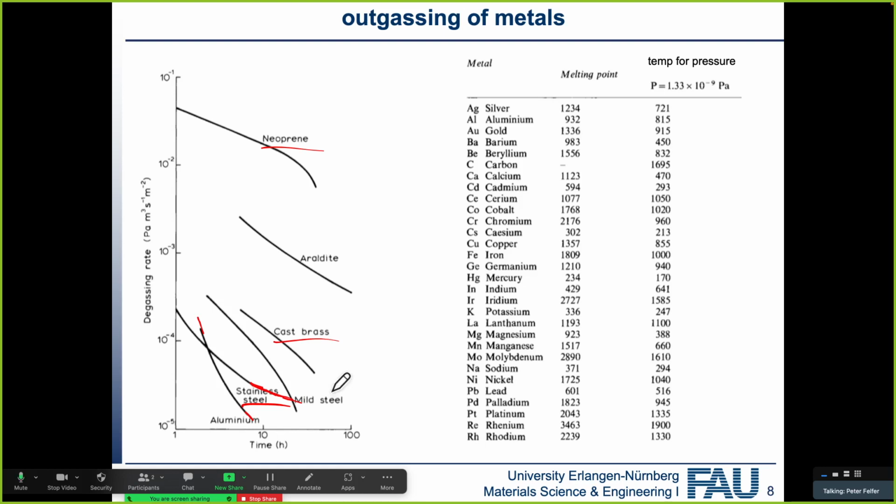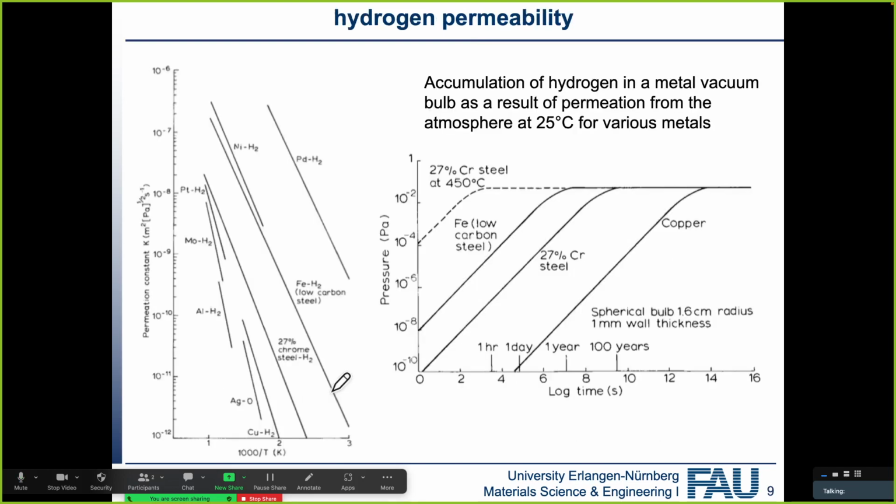What's missing here is titanium, and titanium is our friend. So we are building more and more systems here in Erlangen from titanium. And the reason for that is hydrogen permeability. So here we've got measurements of accumulation of hydrogen in metal in the vacuum as a result of permeation from the atmosphere at 25 degrees. And you can see it will go very quickly with low carbon steel and relatively slow with copper, which is FCC. Here we've got BCC materials.